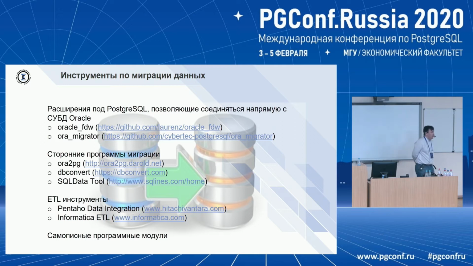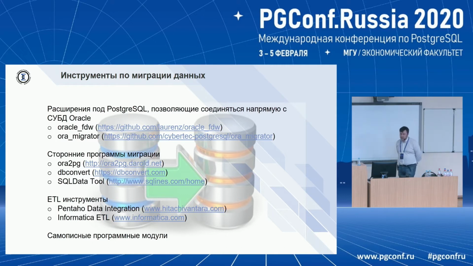If we're talking about the tools that are available on the market, then we can divide them into 4 blocks. The first is extensions for Postgres that allow connecting to the Oracle database, from one point to another point. There are 2 popular examples that I can give you: OracleFDW and Oracle Migrator.